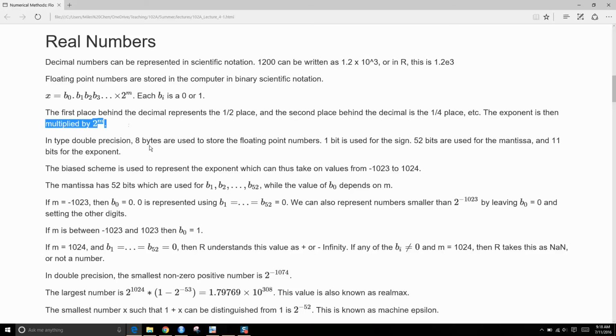And so in this case, we have 8 bytes used to store the floating point numbers. 1 bit is used for the sign, and then the other 52 bits. So 8 bytes is 64 bits, right? So you have 1 bit for the sign, 52 for the mantissa, which would be all the B0, B1, B2, all the way up to B sub 51, I guess, and then 11 bits for the exponent. Okay. And then the biased scheme is used to represent the exponent, so that can go from negative 1023 to positive 1024.